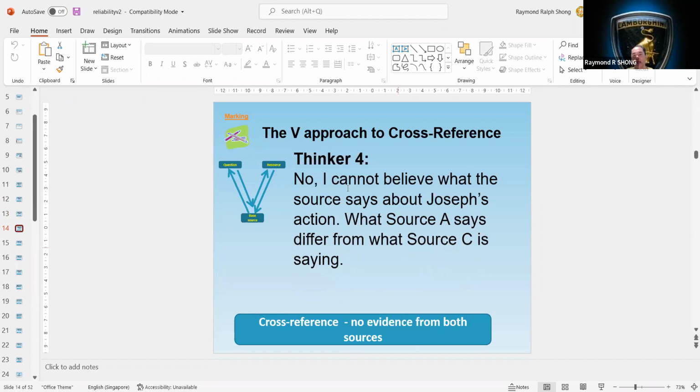Next. No, I cannot believe what the source says about Joseph's actions. What the source says differs from what? Like that, you see, there is no cross-reference with no evidence. Chiao Xing, do you understand why I asked you that question? I told you, if you want to jump straight to an L4 answer by saying, yes, I agree that it's not reliable because this is this.